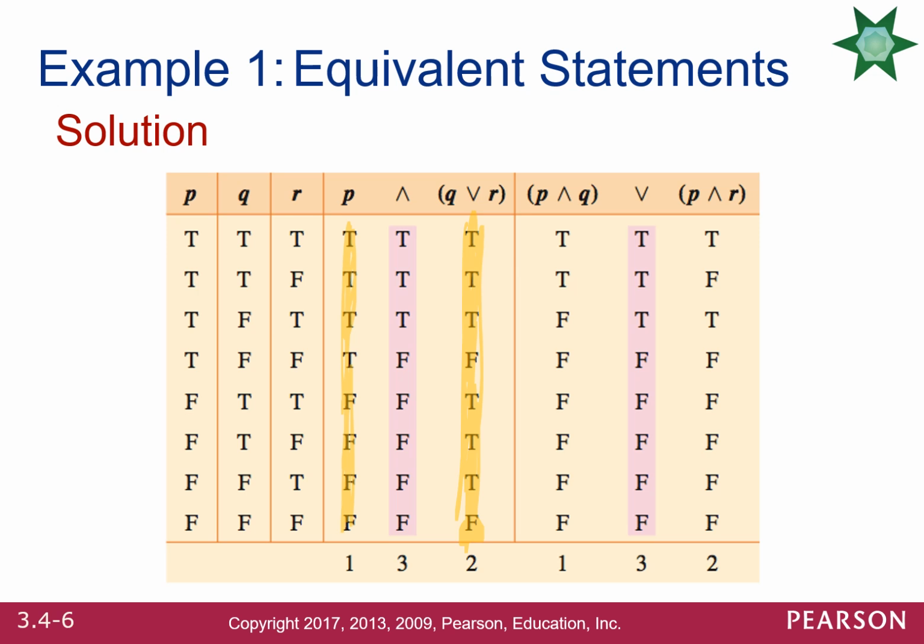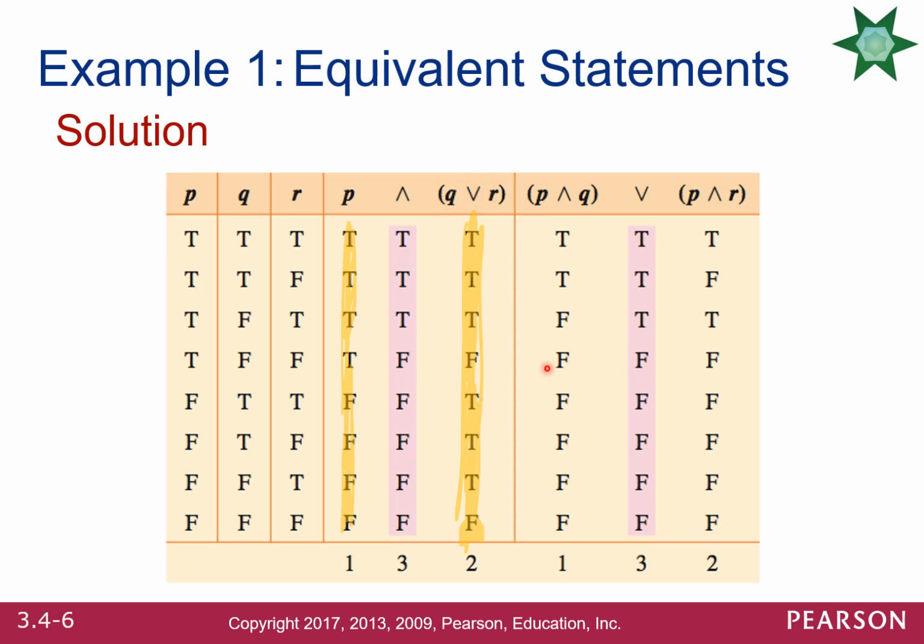So let me pull up the pointer. True, true should give us a true. True and true gives us a true. True and false gives us a false. So in the AND statement, even if one statement is false, the resolution is a false. False, true is a false, false, true is a false, false, false is a false. So this purple highlighted column is the answer column for P and Q or R.